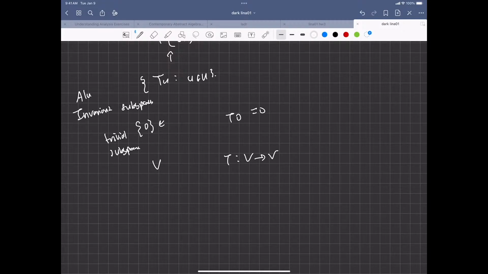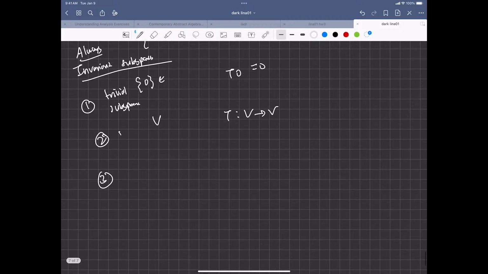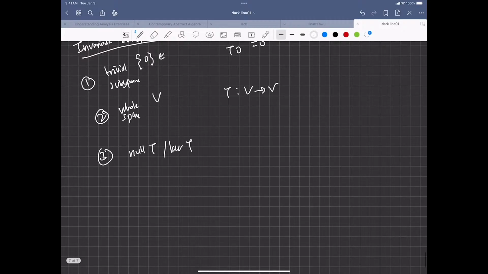So these are always invariant, right? The whole space is invariant. These are the most trivial examples. Another example that's trivial is the null space, or the kernel of T. And why is this so? Well, we'll leave that to the reader to check.